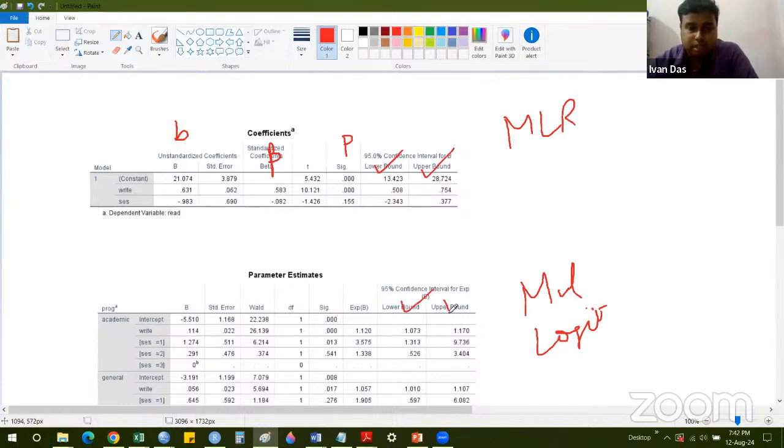95% CI, 95% CI here also. However, here this is B. So basically it will work as the beta over here. And this is the P. And this one is extra. This additional one works as the odds ratio.